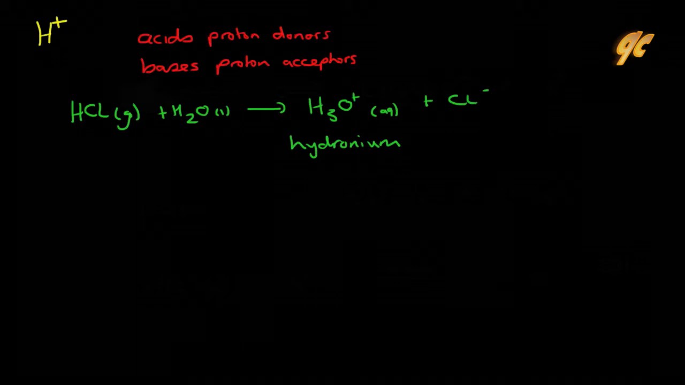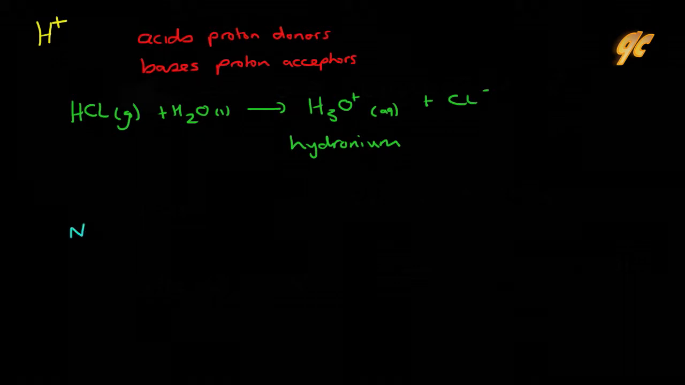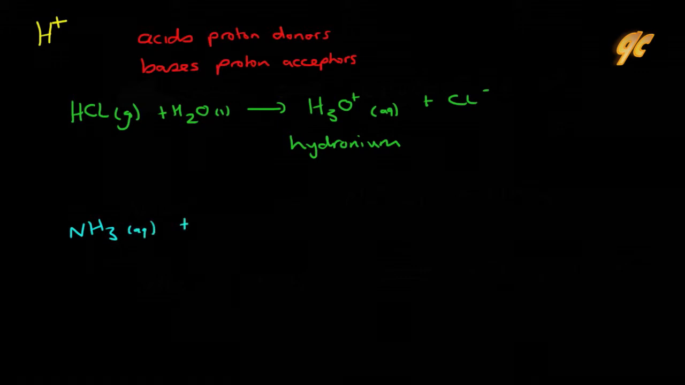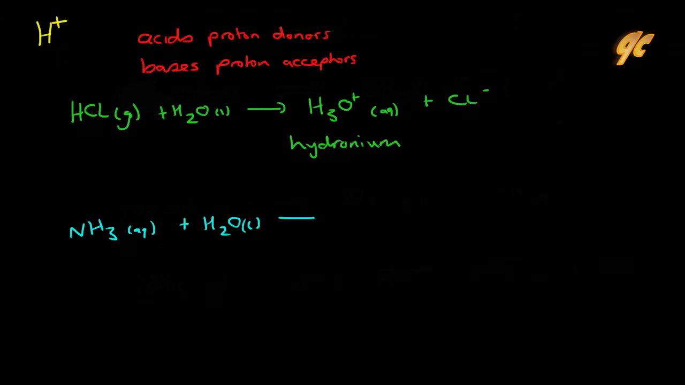Similarly with a base, if we take the weak base ammonia and react it with water, we have to use a double-headed arrow this time to show that the reaction is reversible as it's a weak base. We form the ammonium ion and our hydroxide ion. Now as you can see, ammonia is a base.